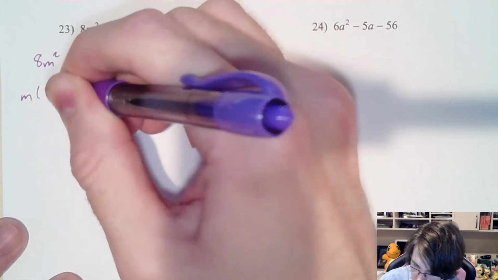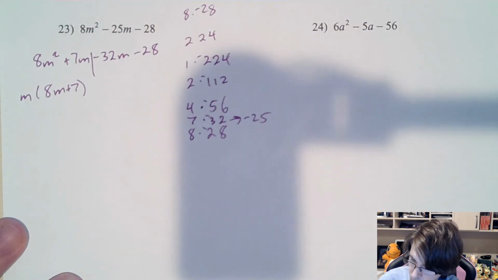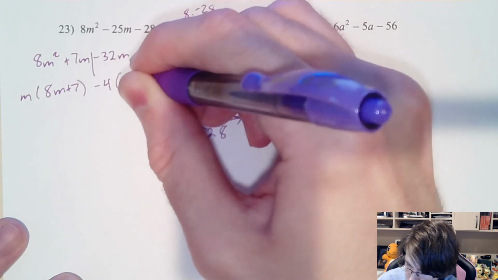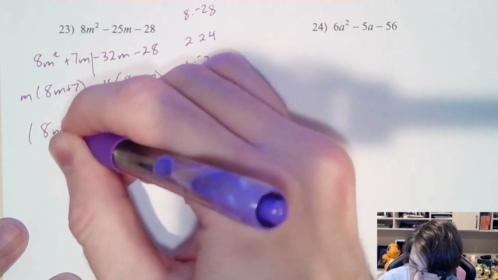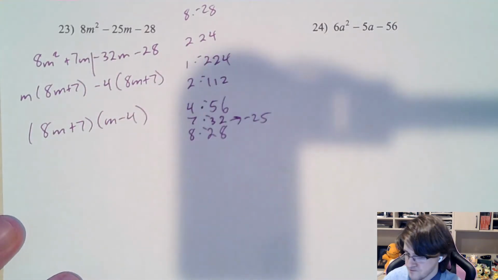So the m comes out here, 8m plus 7. Dividing both of these, looks like a 4 is the largest number that comes out of both of those. That's negative 4. And then you get 8m plus 7. Final answer, 8m plus 7. And what's left over is m minus 4.